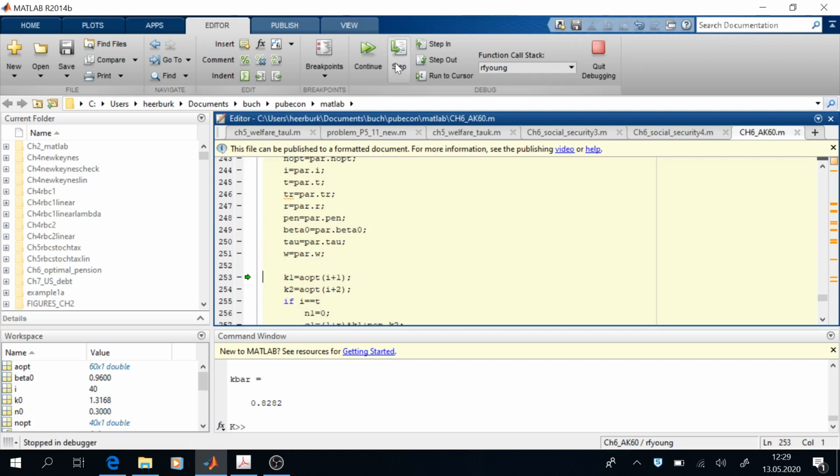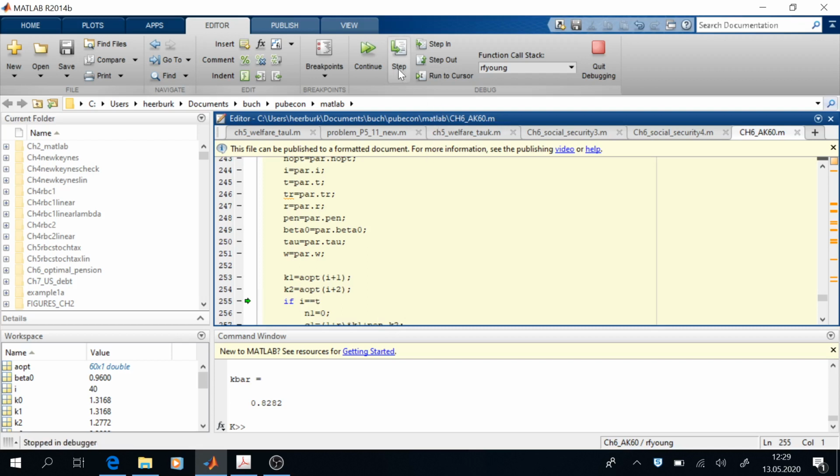Now we assign next period wealth at age 41 to the variable K1, and wealth in 2 periods to the variable K2. So K1, the value is 1.3168. That's the wealth level at age 41 that we have stored in the variable A opt of I plus 1, and K2 is 1.2772. That's the wealth level at age 42. So it's smaller than at age 41. We have a decline in the wealth level because we start to decumulate our savings in old age.